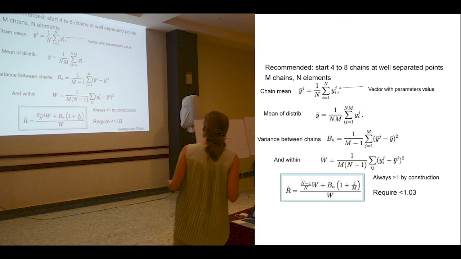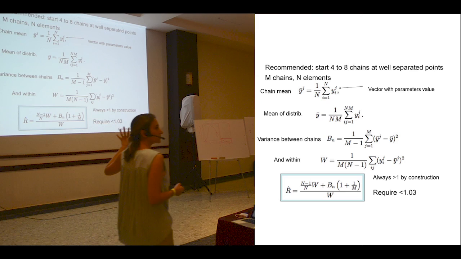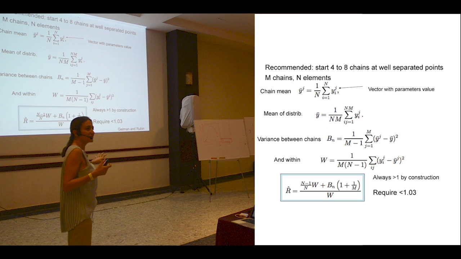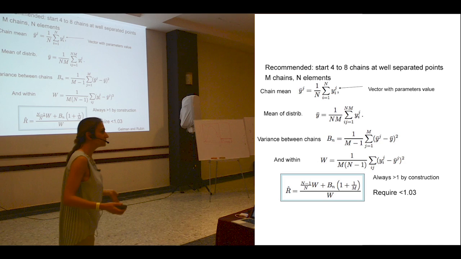There are others, but this is the one that CosmoMC implements, and it is recommended that you start 4 to 8 chains at very well separated points. What you have done now is one. What is being done is simply that you run the same code, in a different directory if you want, 4 to 8 times on the same data, starting from very well separated points, and let them go.